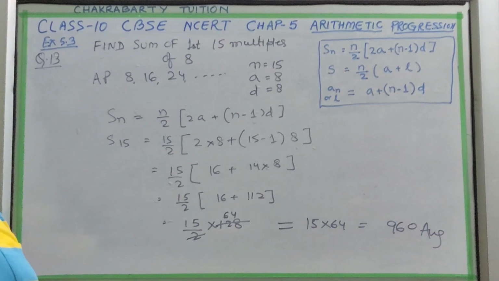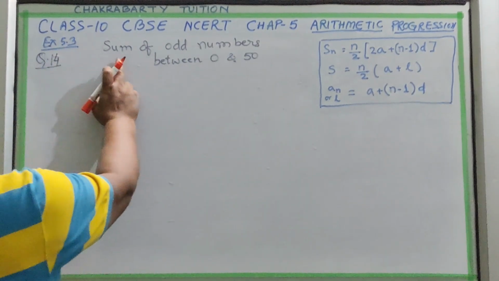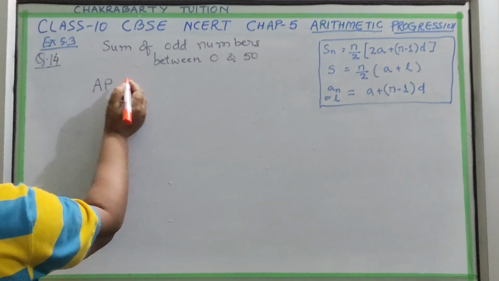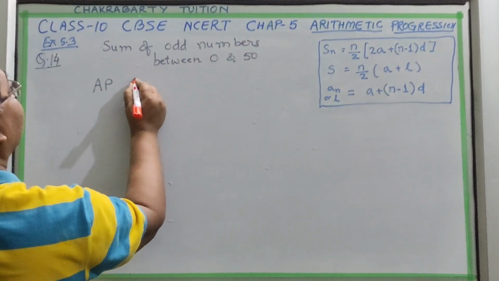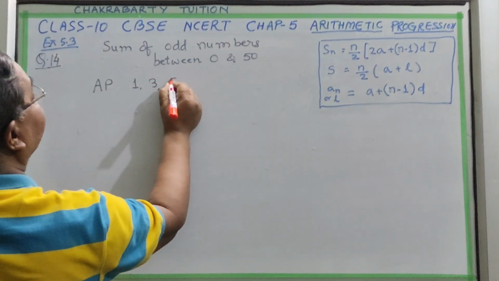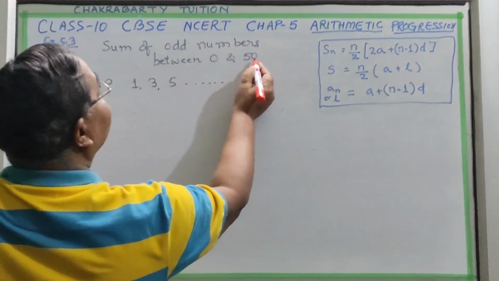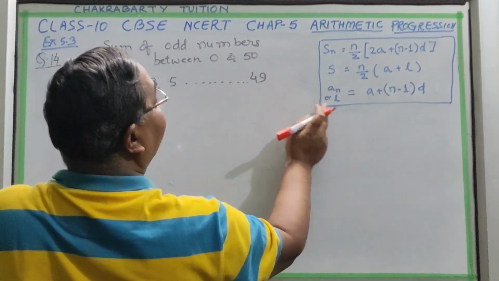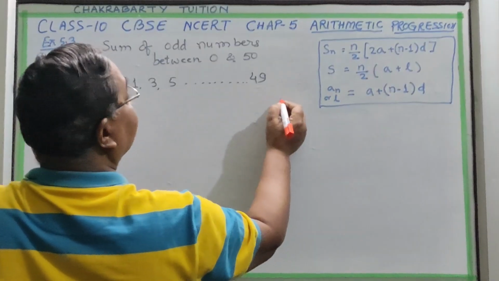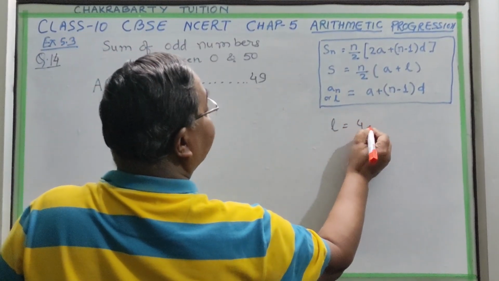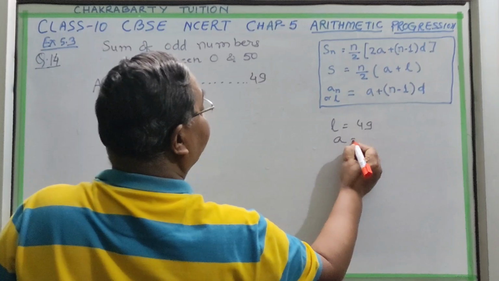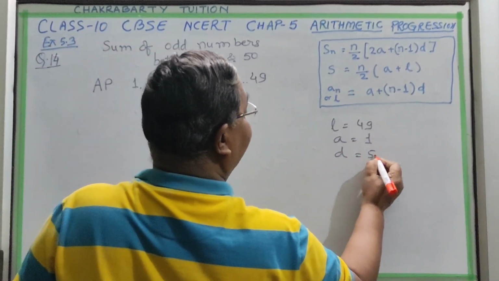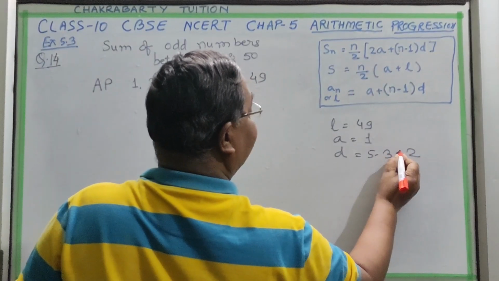Now we will go to question number 14. You have to find the sum of odd numbers between 0 and 50. So your AP will be between 0 and 50. The first odd number is 1, then 3, 5, and it goes like this. But 50 is an even number, so before that, 49 is the last odd number. So here L is equal to 49, A is equal to 1, and D is the difference of any two numbers: 5 minus 3 is equal to 2. D is 2.